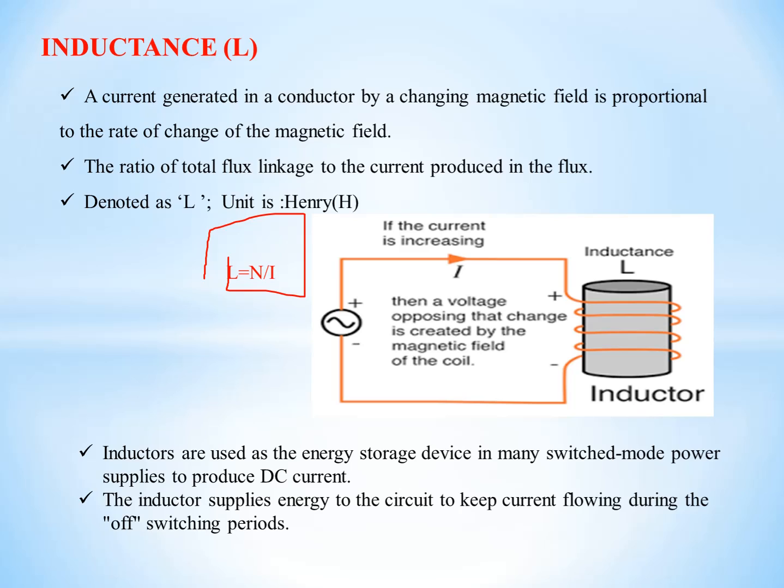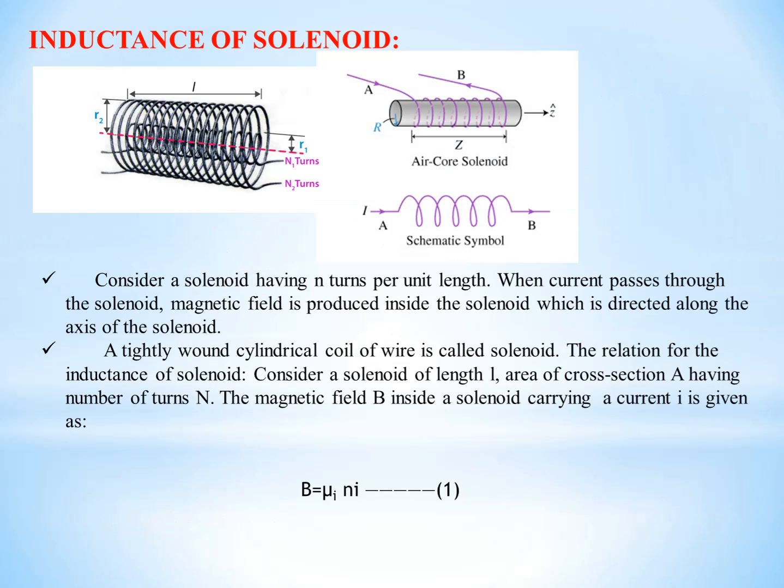Also, it is used as an energy storage device in SMPS to produce DC current, which supplies the energy to the circuit to keep current flowing during off switching periods.